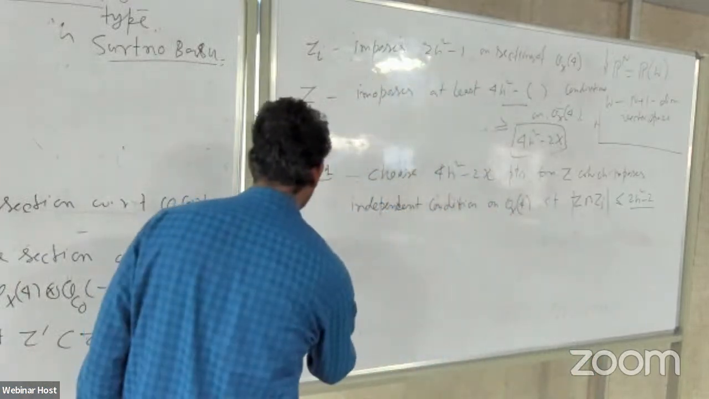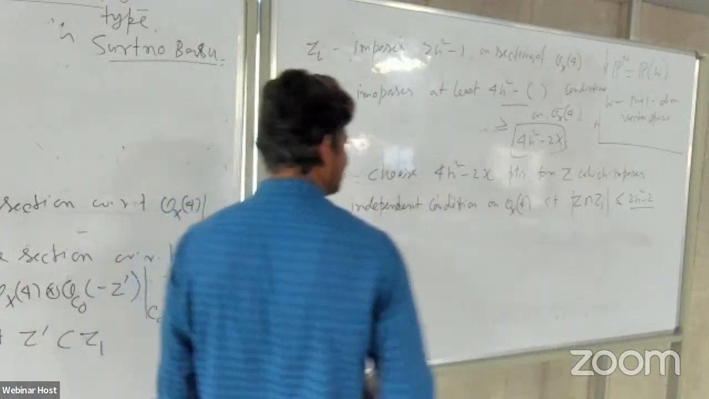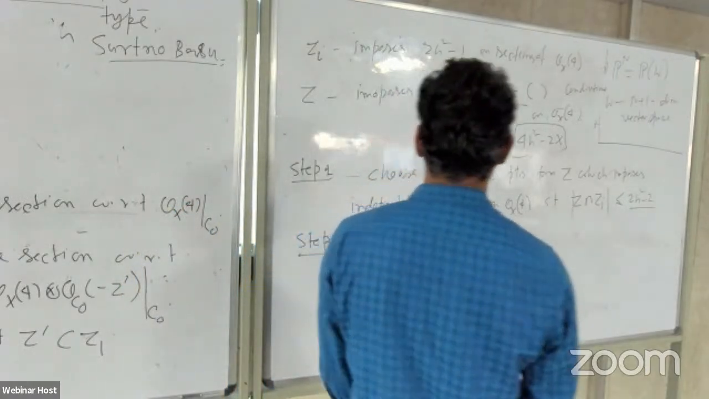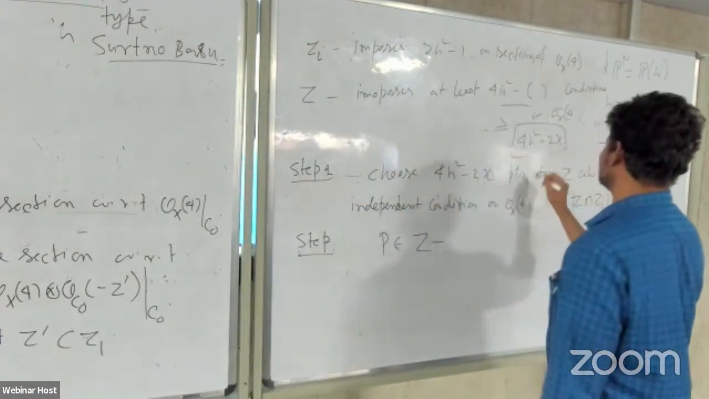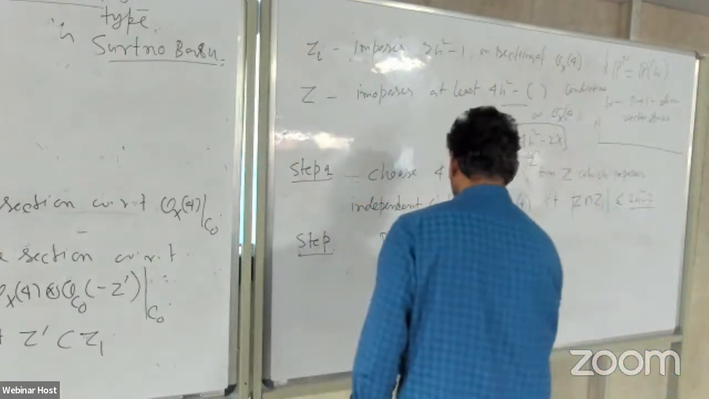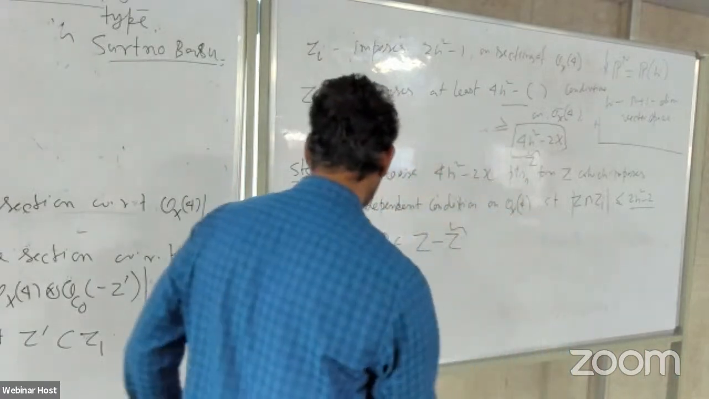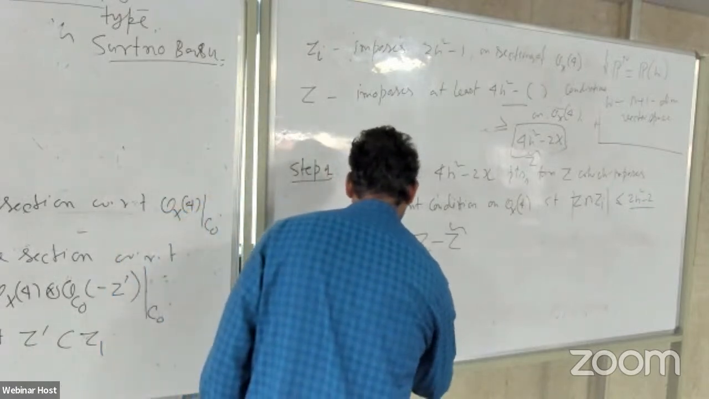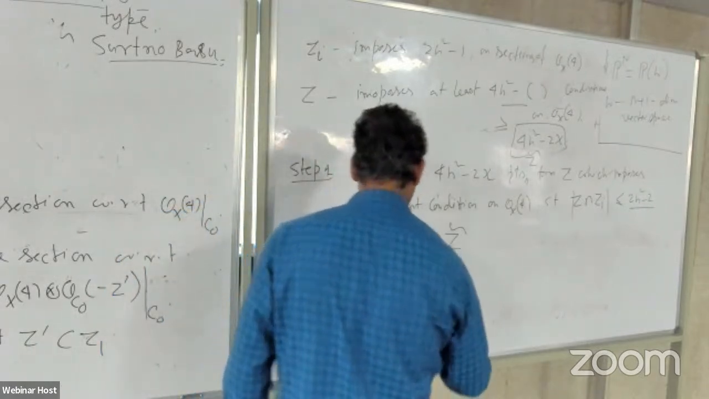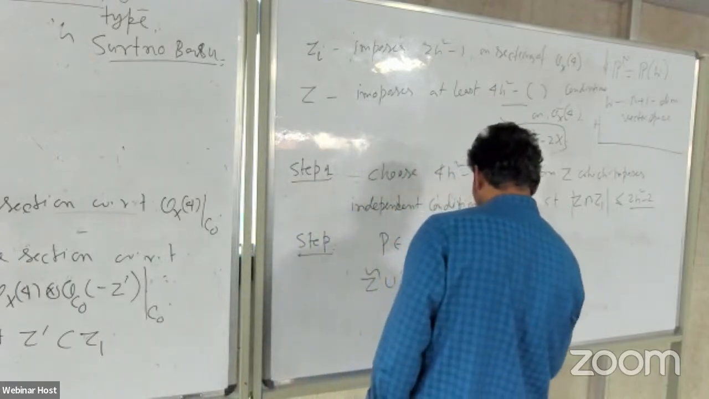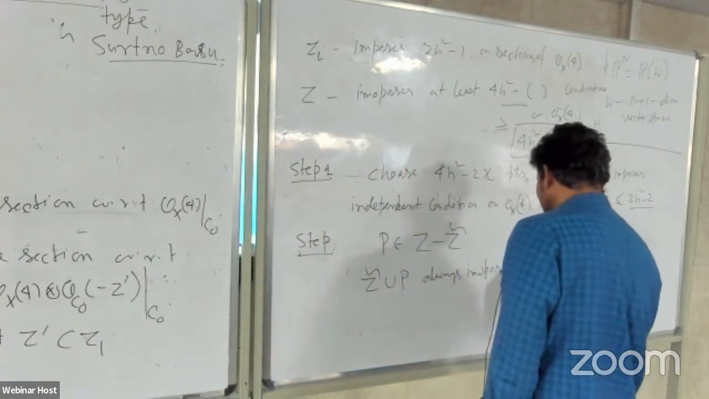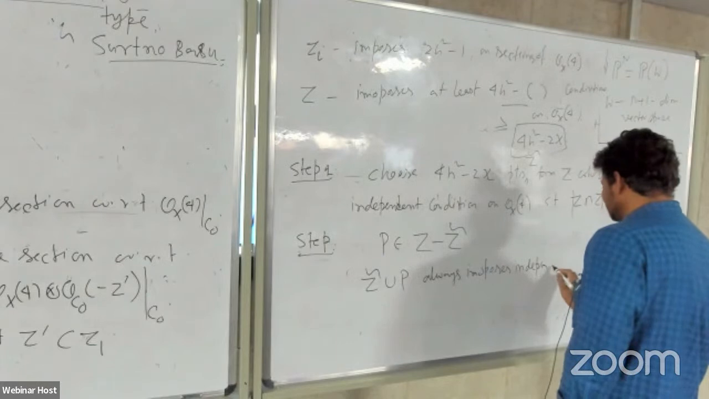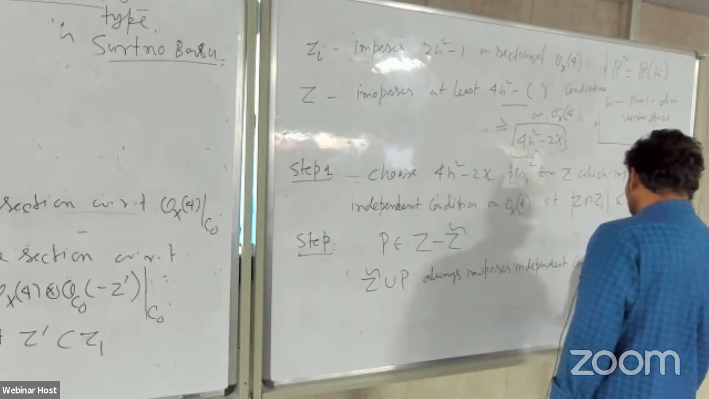So the next is step 2, where we show that if any P is from Z minus Z tilde, I just call this Z prime or Z tilde, then we can show that this Z tilde union P always imposes independent conditions, for any P.